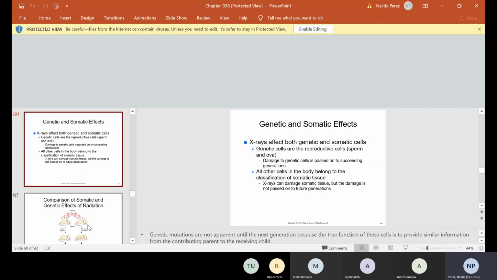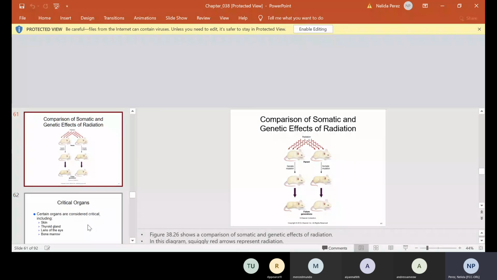Genetic and somatic effects. X-rays affect both genetic and somatic cells. Genetic cells are the reproductive cells, sperm and ova. Now, the damage to genetic cells is passed on to succeeding generations, and all other cells in the body belong to the classification of somatic tissue. X-rays can damage somatic tissue, but the damage is not passed on to future generations. So they have here a comparison of somatic and genetic effects of radiation. So please look on your Kindle.